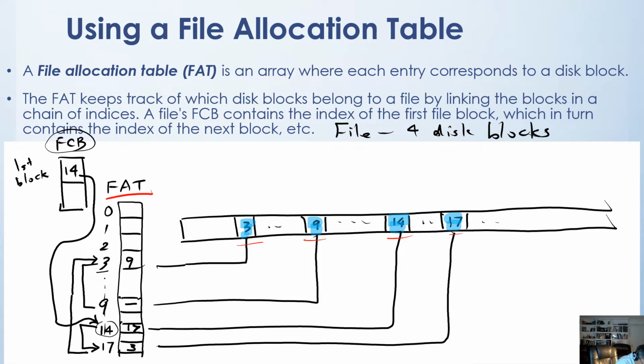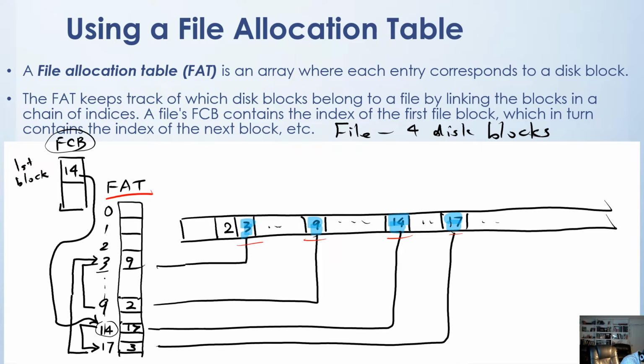For example, if we want to expand the file from 4 disk blocks to 5, first we need to find a free block, right? So we find a 2. Okay, 2 is free. Then we're going to update the FAT. So instead of 9 pointing nowhere, we're going to point 9 to 2.